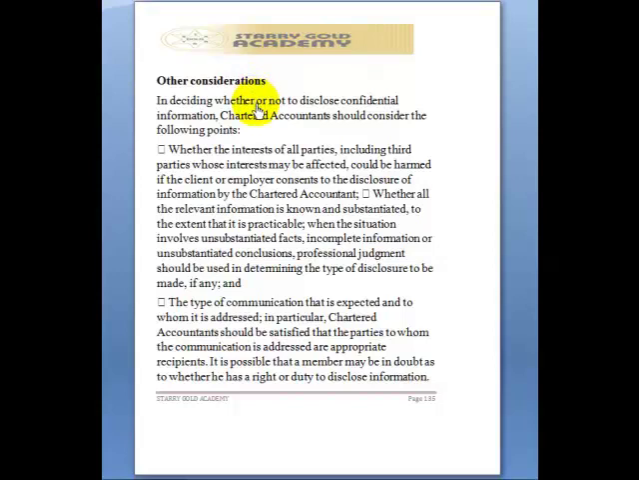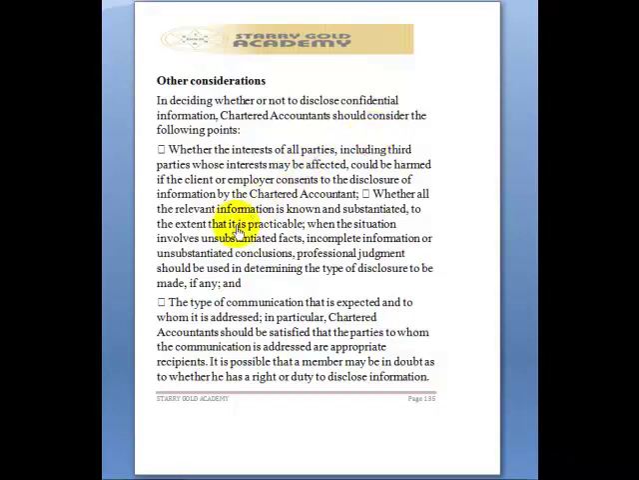Other considerations in deciding whether or not to disclose confidential information: chartered accountants should consider whether the interests of all parties, including third parties whose interests may be affected, could be harmed if the client or employer consents to disclosure of the information by the chartered accountant. Remember, we talk about public interest. So there are other stakeholders, even apart from your client.